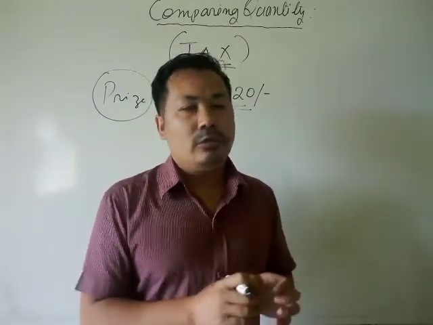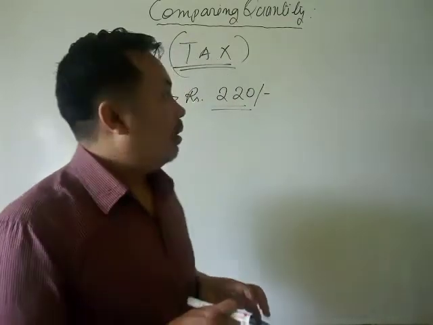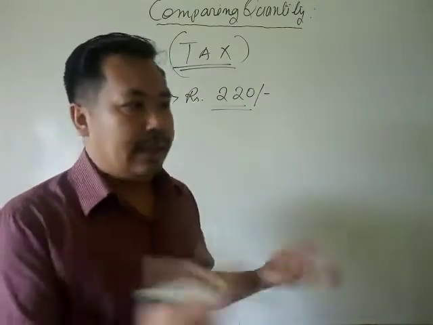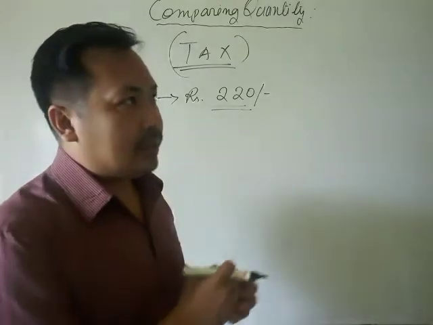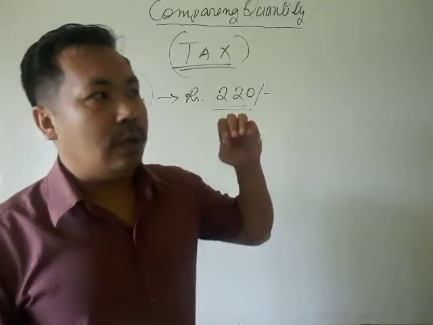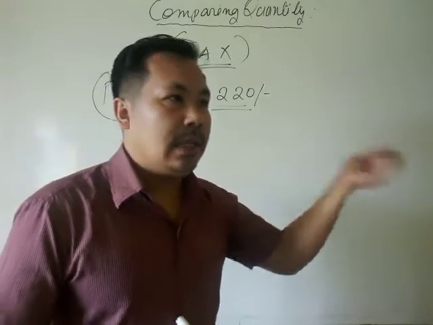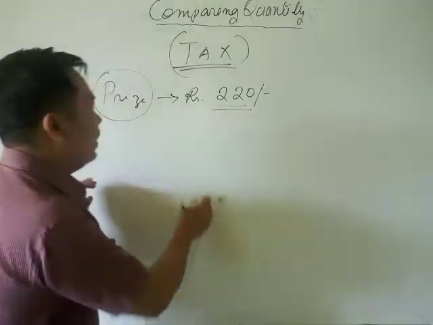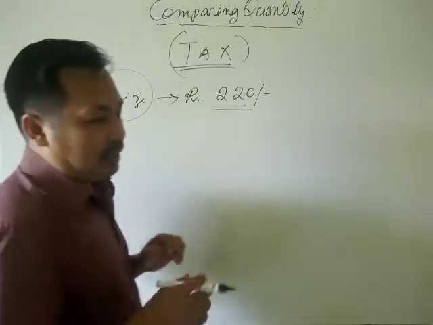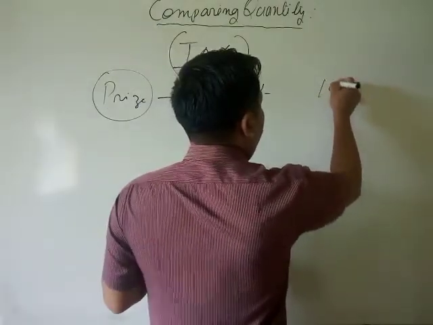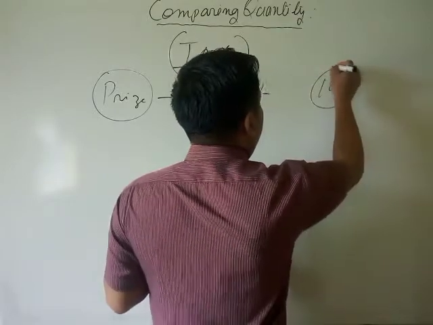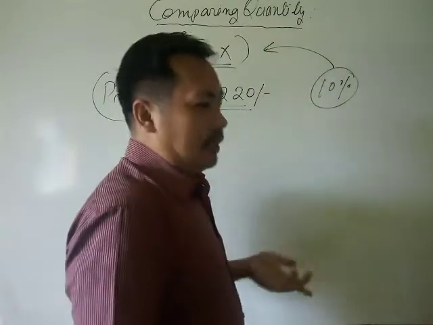So the tax is also given as a percentage, or maybe as a direct amount. Tax is supposed to be added to the price of things. For example, the MRP is 220 and the sales tax is, let us say, 10%. Sales tax.